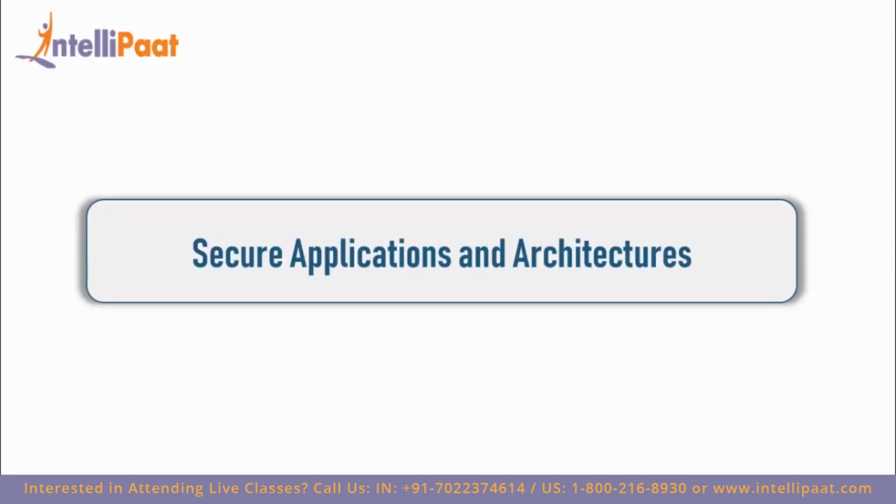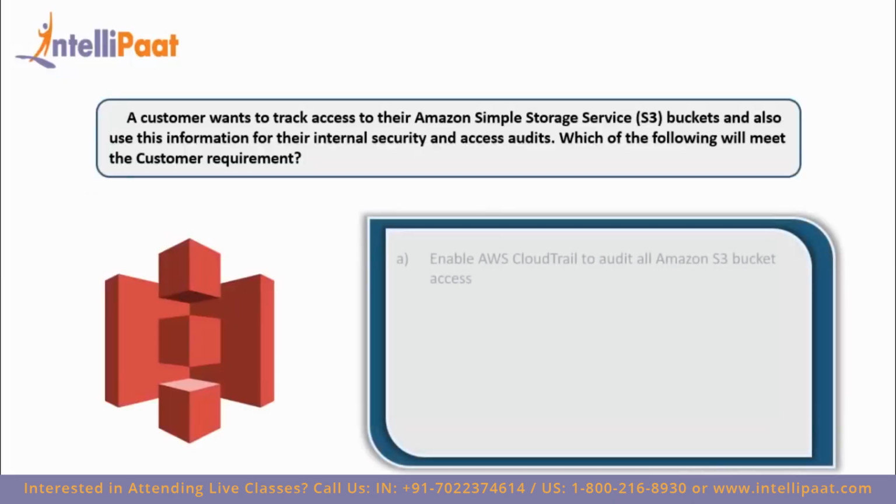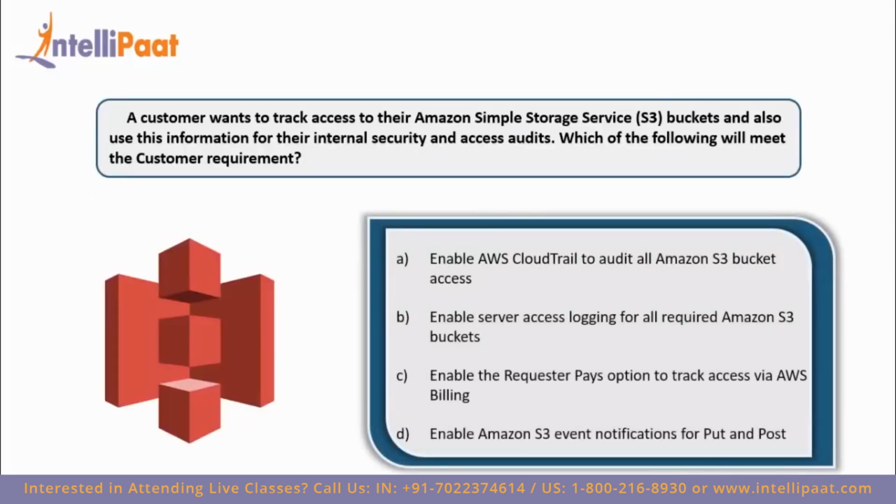So let's go ahead and start with the first question of this domain, which talks about a customer who wants to track access to their Amazon Simple Storage Service buckets and also use this information for their internal security and access audits. Which of the following will meet the customer requirement? So basically you want to just track access to the S3 buckets. Now if you want to track access, let's see what the options are.